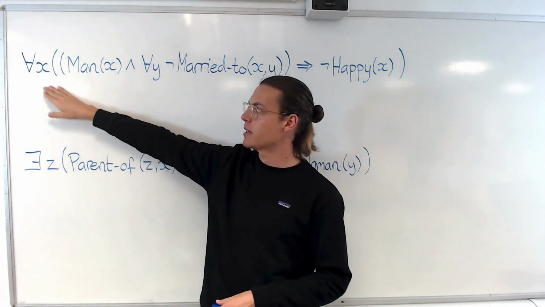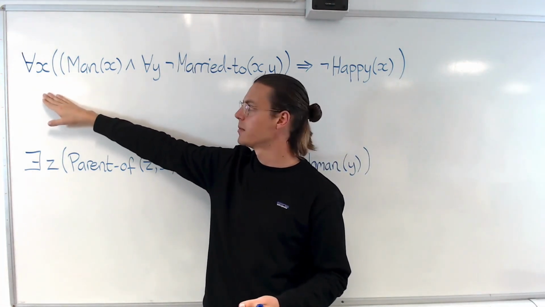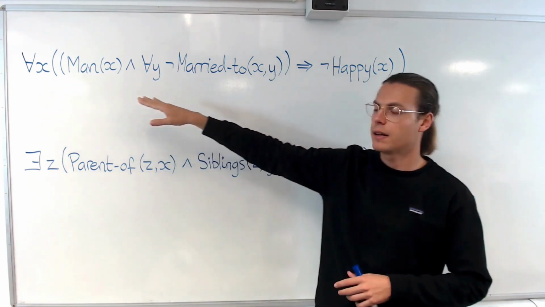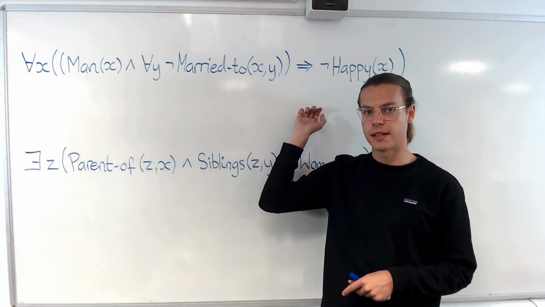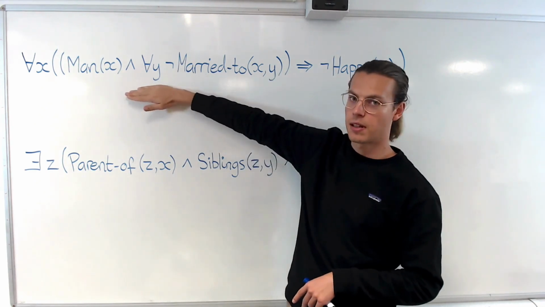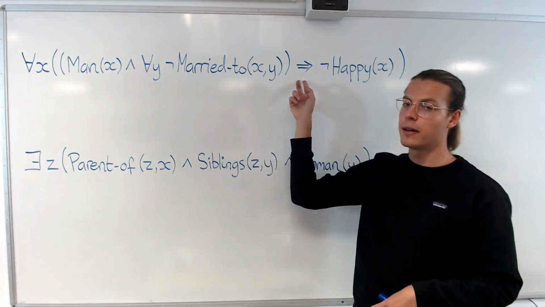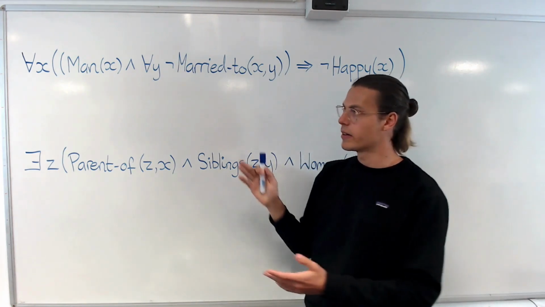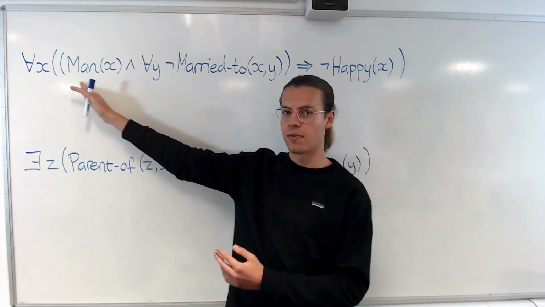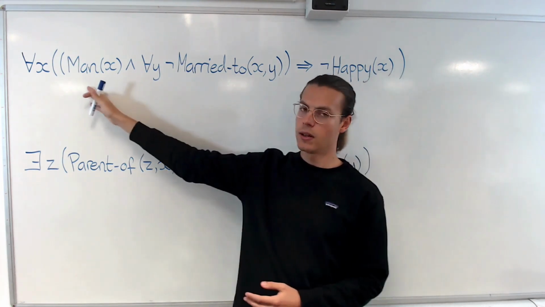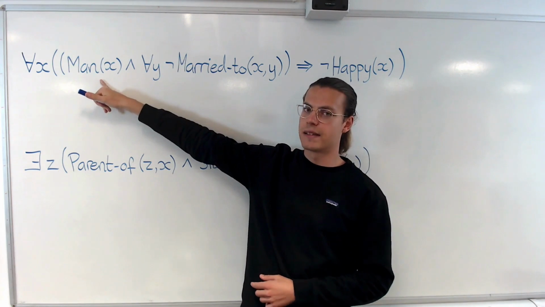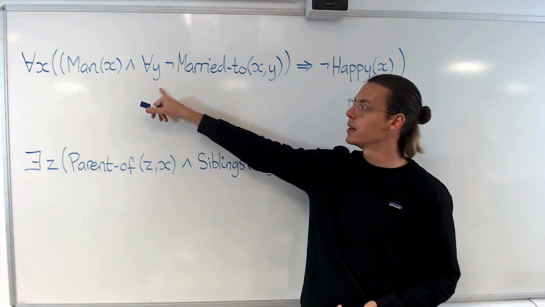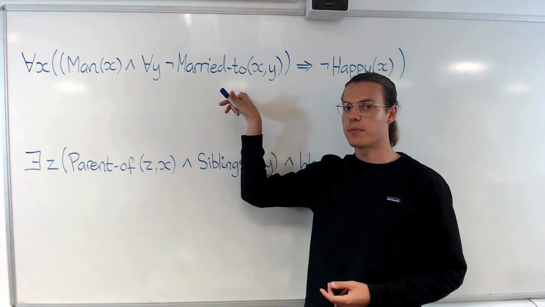First of all, this is a statement about all people x. So for any person x, and then we have an if-then statement. If something, then x is not happy. So let's now examine what is in the first part of this implication. This says x is a man, and for any person y, x is not married to y.